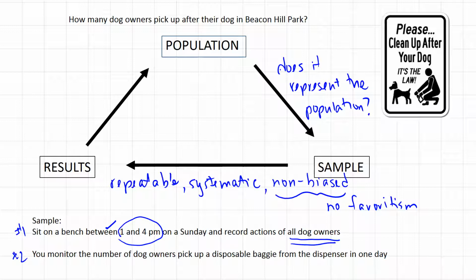Now, if all of that's in place, that your sample is a good representation of the population and your experiment, or the way you collect the data, is repeatable and systematic and non-biased, then you'll get results. And those results will speak for the entire population. And you can say, all right, those results, they work. I can make a general statement about the entire population. So that's how that circular effect works between population, sample, and results. And we're going to analyze several scenarios in the upcoming lessons.